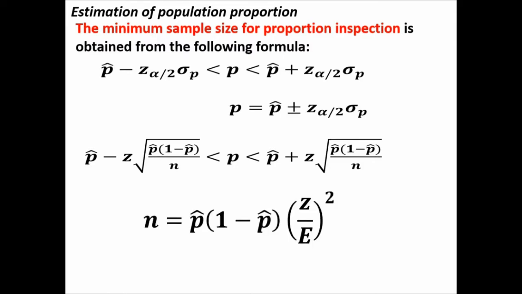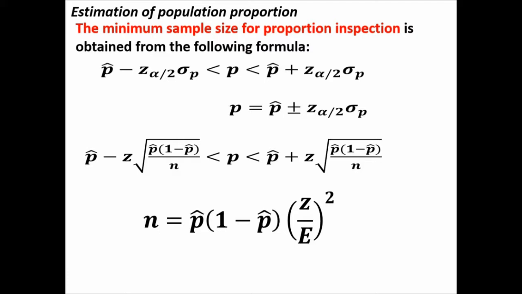N equals P hat times 1 minus P hat times (Z over E) squared. Now notice the problem here: in order to calculate P hat, we need N, the sample size, because P hat is equal to the number of items of interest X divided by the sample size. So how in the world are we going to calculate the minimum sample size N from P hat if P hat itself requires a sample size N? We're going to see how we go about that by example shortly.